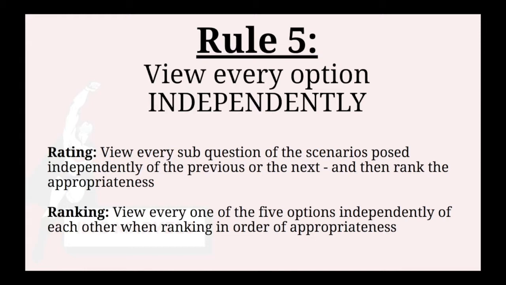So when it comes to rating sections, which we're not covering in this course, it is the new section which has questions with sub-questions. Each sub-question needs to be read independently of the previous one, and then you rank the appropriateness. When it comes to ranking questions, view every one of the 5 options independently of each other when ranking in order of appropriateness. Now, this is so important because this is what will help you choose the right order. Let's see how we can apply this to a question.